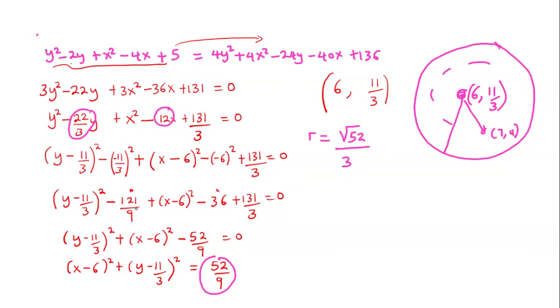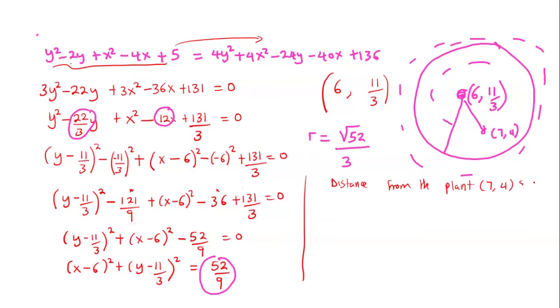Now, if you get that distance, you are going to compare: is it still within the boundary? Because when this water is trickling around, you need to find out whether it reaches this point or not. So you are going to obtain the distance from the plant, which is at (7, 4), to the center where the sprinkler is placed. That's where the sprinkler is.